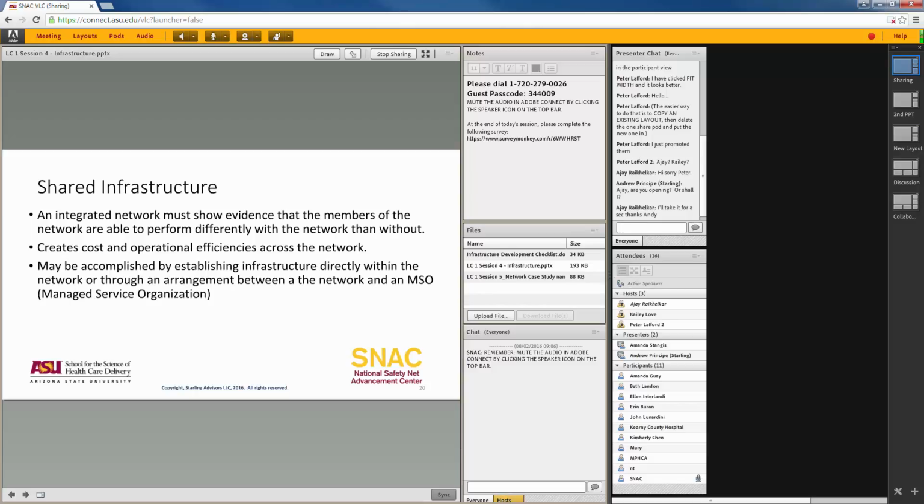So, an integrated network, whether financially or clinically, one of the litmus tests that's applied is whether the infrastructure of the network allows its members to perform differently than if they didn't have that infrastructure.